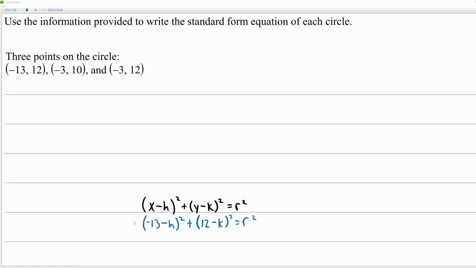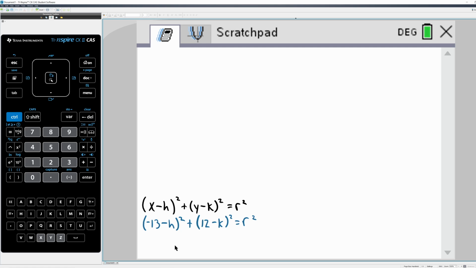So I would have 3 equations with 3 variables, h, k, and r, taking the place of variables, even though typically when I think about this equation, x and y are the variables and h, k, r are just parameters telling me things about the circle. Now it is possible to solve a system of equations like that by hand. It is not a lot of fun, so we're going to use the calculator.